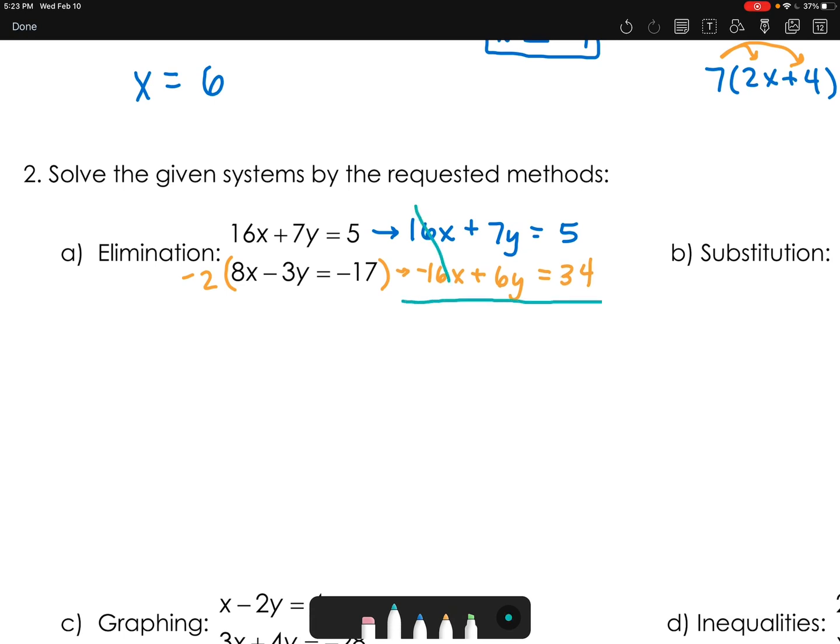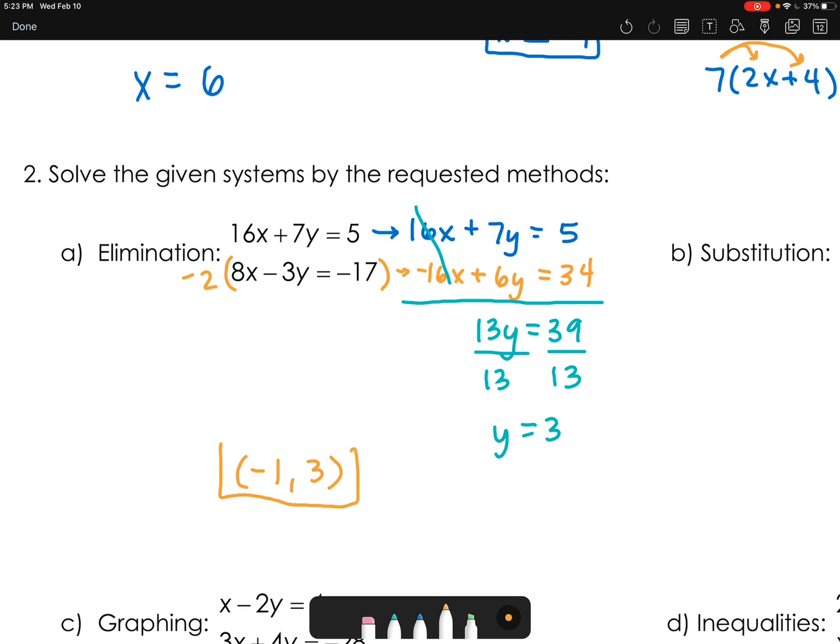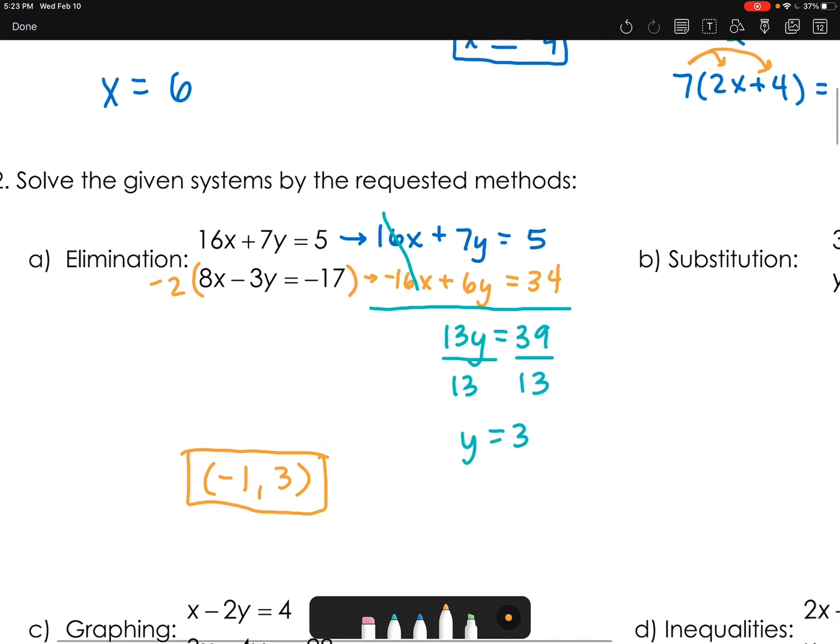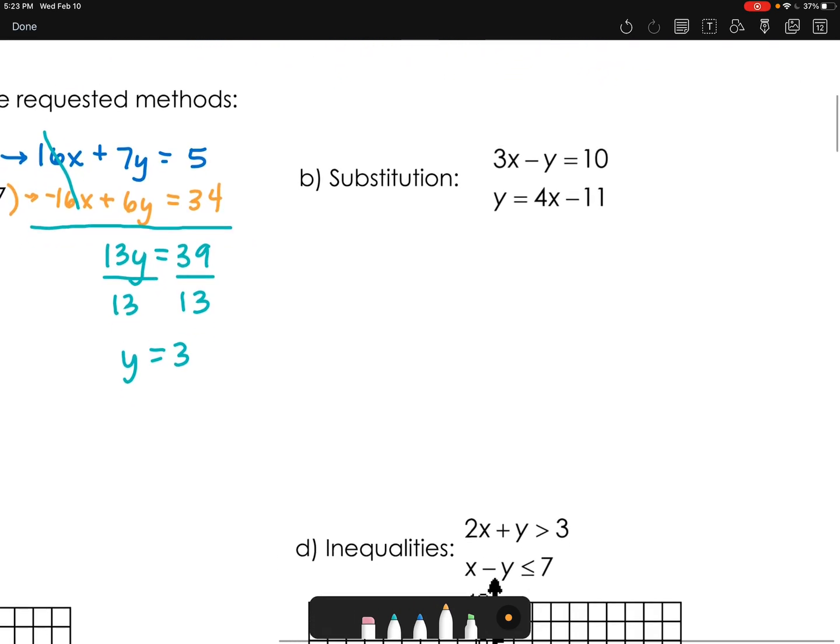Then when I combine my like terms and add these equations together, I end up with 13y equals 39. Divide by 13, and y equals 3. Now we need to plug this in for y, and you can pick either equation, the top or the bottom, to find your x, and you're going to end up with the ordered pair negative 1, 3. You can check that in both of your equations for your answer there.